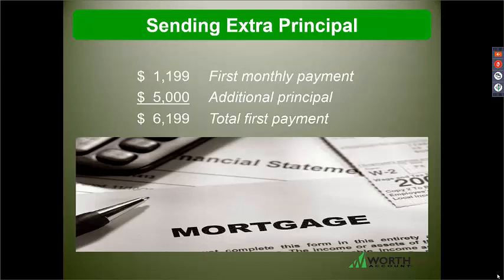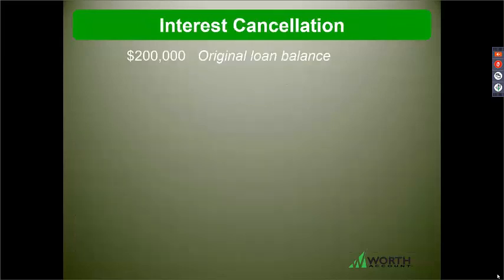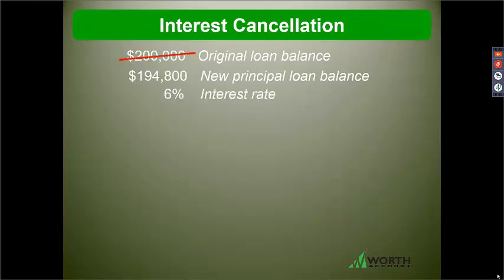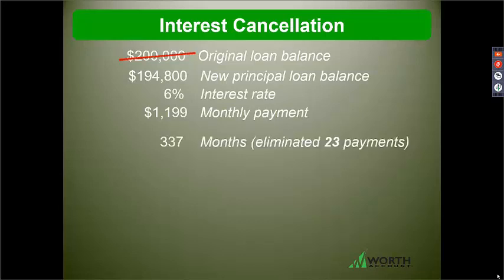Well, now what if we went a little bit further? What if we did a little bit more than that? What if we took our payment, plus we added an extra $5,000 and sent in $6,199, what would that do? Our original loan amount of $200,000 would drop down to $194. Our interest rate is still going to be at 6%. Our payment's still going to be $1199.10.